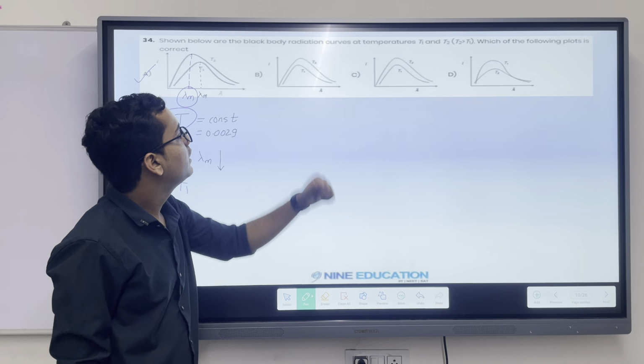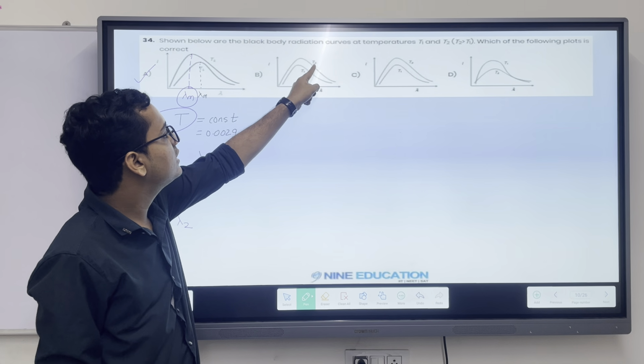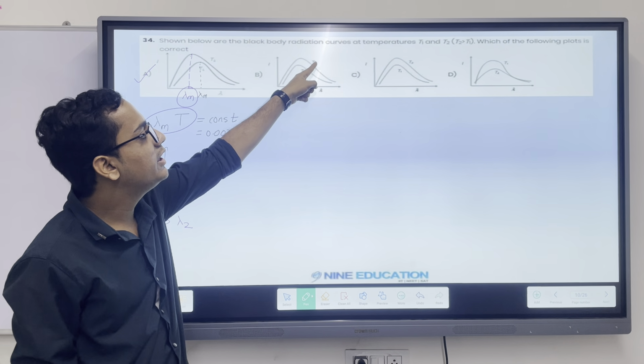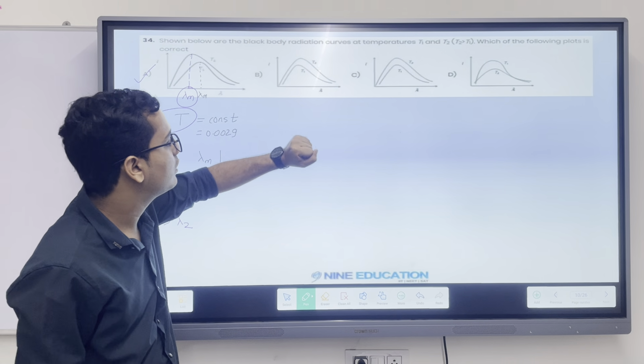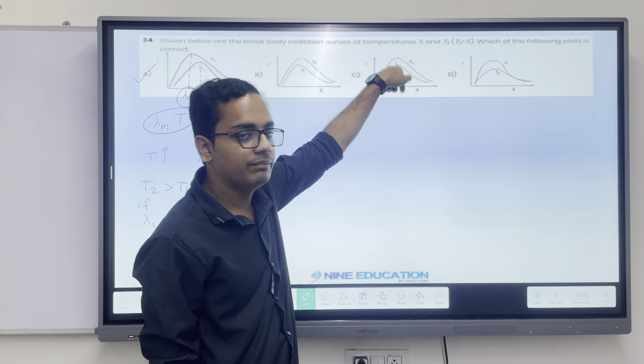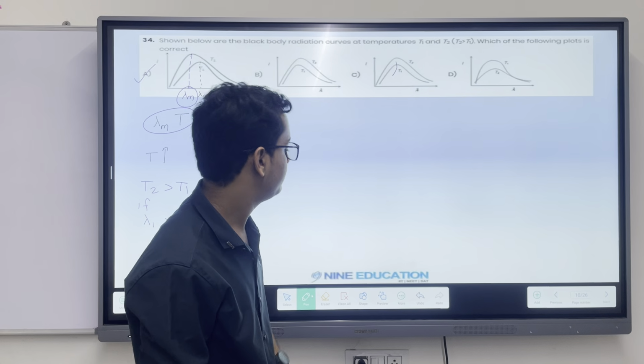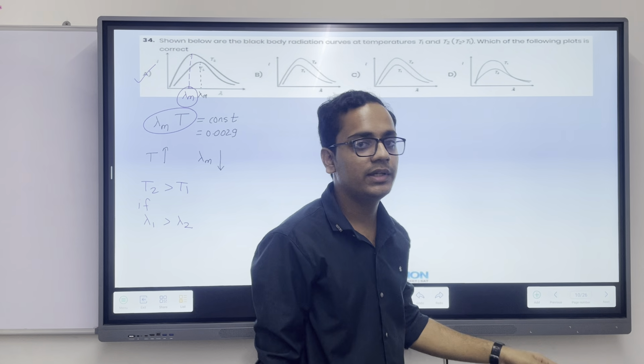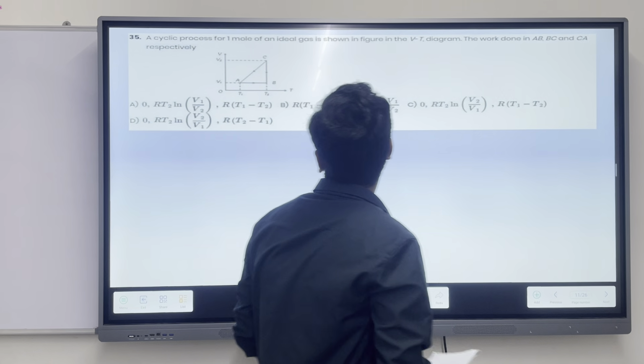In option D, you should get the wavelength corresponding to the maximum radiation for T2 is more. Hence, T2 is less. That's why it is wrong. Here, they are exactly the same. Basically, this is wrong. In option D, they are crossing each other. That's why it is wrong.